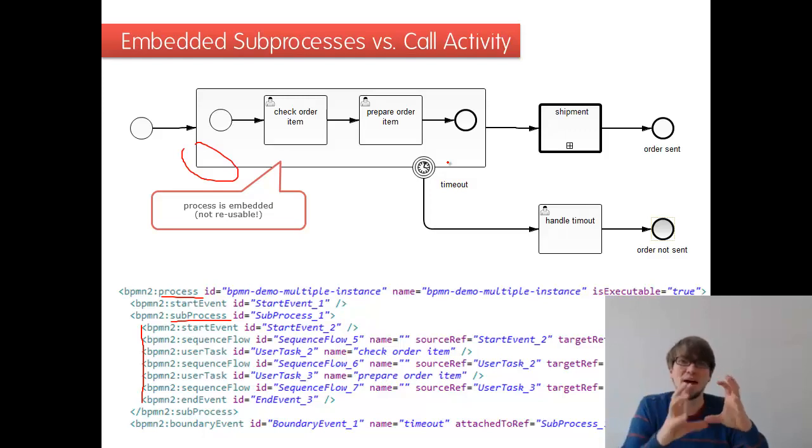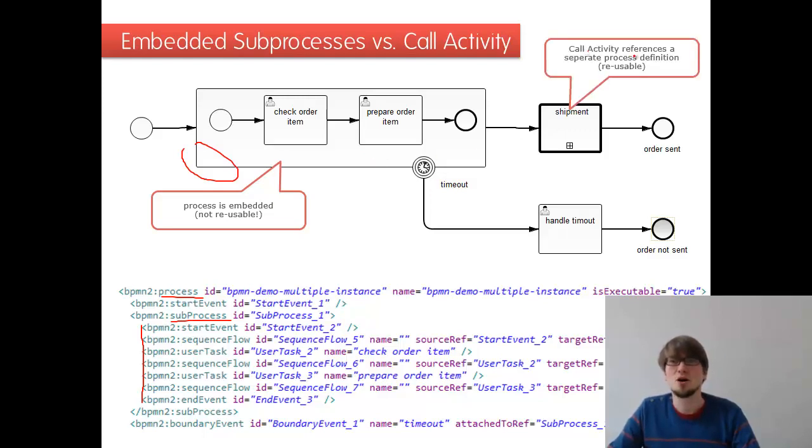So that's really an embedded subprocess. It's not reusable. Okay, it's really embedded. You use it where you draw it. It might be possible that your tool can collapse it, so it's shown with a small plus, but it's actually not really common. The Camunda BPM modeler is able to collapse and expand it, but it's not really nice, because then you still have a lot of space around it, and that's not easy to remove. So there are not a lot of use cases where we really use that collapsing. Okay, that's the embedded.